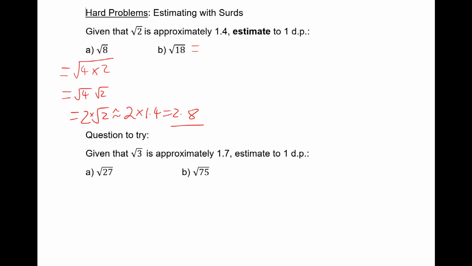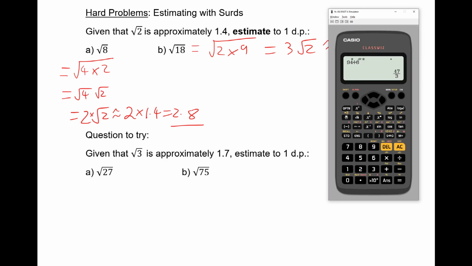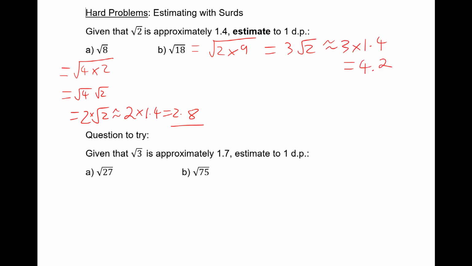Root 18 is root 2 times 9, which is just going to be 3 root 2. And again, given that root 2 is approximately 1.4, I can say that this is approximately 3 times 1.4, which is just going to be 4.2. And we can see this isn't actually a bad estimate, because if I try root 18 on my calculator, I do get to one decimal place 4.2, so it's quite a good estimate.